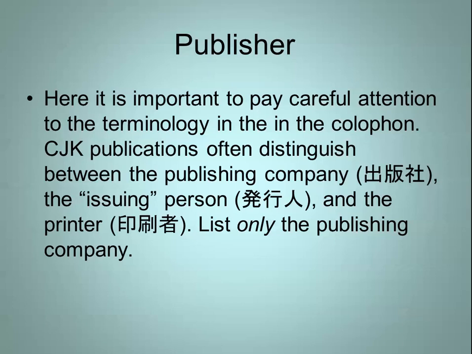It's important to pay careful attention to the terminology in the colophon. CJK publications often distinguish between the publishing company, the shubansha, the issuing person, the hakkosha, and the printer, the insatsha. You should only be listing the publishing company. We don't care who printed it. We don't care who issued it. We're only concerned about the publishing company.